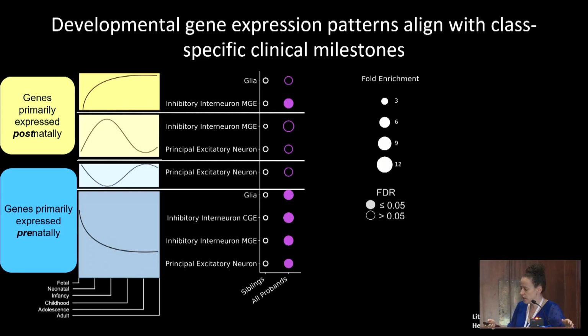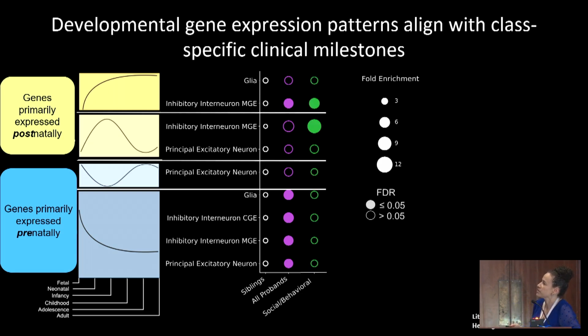And of course, if you look at siblings, nicely, we can see that there's no enrichment. If you look at all probands, not surprisingly, we see a very significant disruption. You can see the fold enrichment here, and whether the circle is filled in just shows if it's significant. You can see the very significant disruption across a number of cell types for prenatal genes, and this one showing up here for postnatal. Here's where really the surprise comes in.